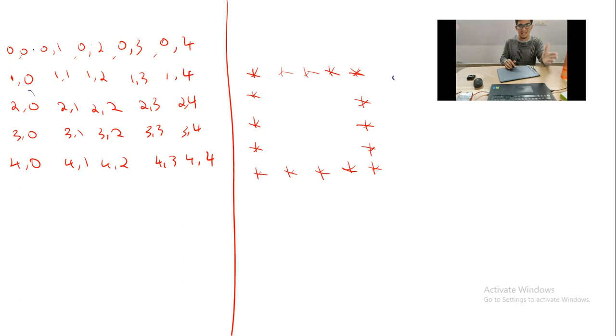So, this is our i and j values. Now let's see. How can I tell the compiler, don't print stars everywhere, print stars only in this line? So how do I tell the compiler to print stars only in this line?